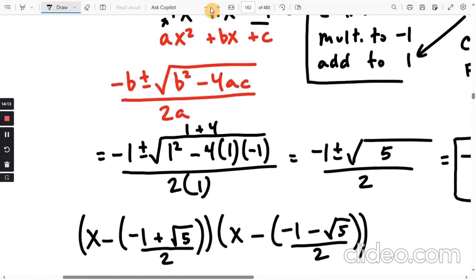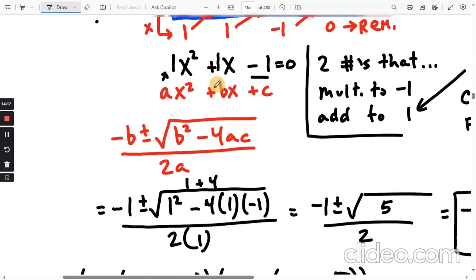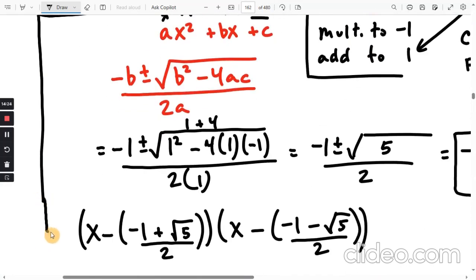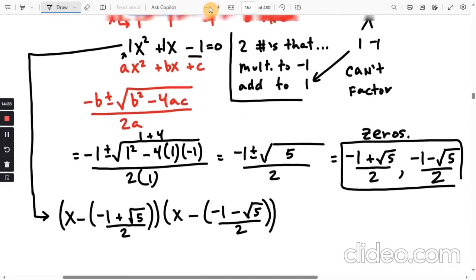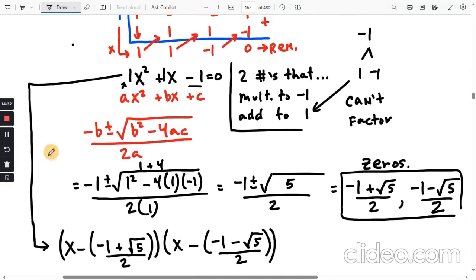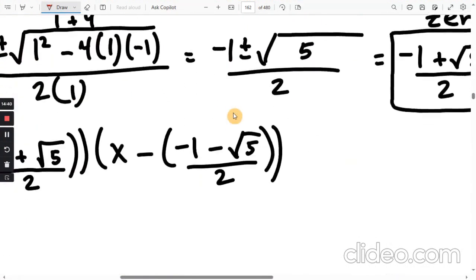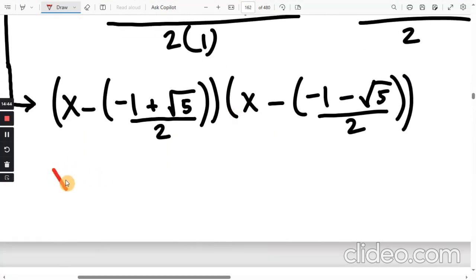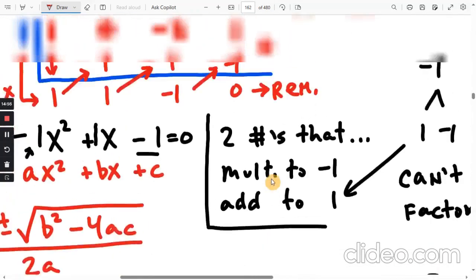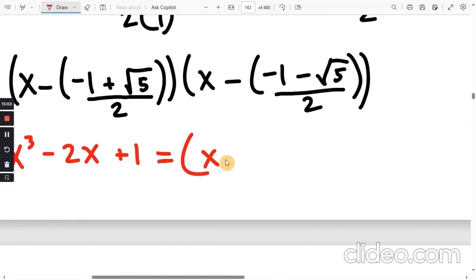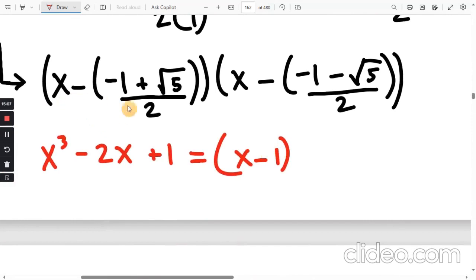If you took this part right here, remember we divided. If you took this part right here, that is the equivalent. So rewriting the original, we have x to the third minus 2x plus 1. The original function, x to the third minus 2x plus 1, is going to equal the first factor, which was given. C equals 1 is a 0. That means x minus 1 is a factor. So the first factor was x minus 1.